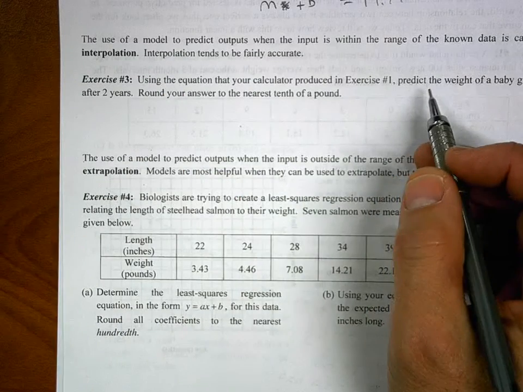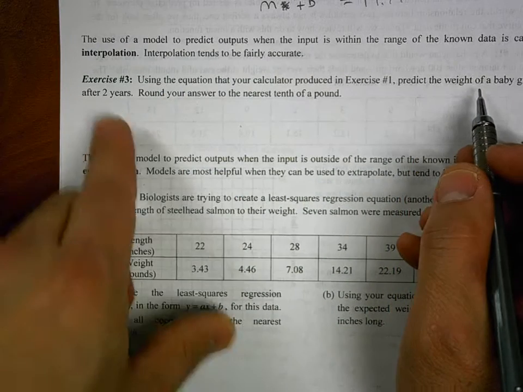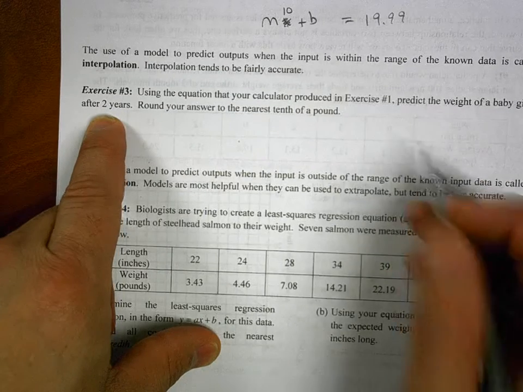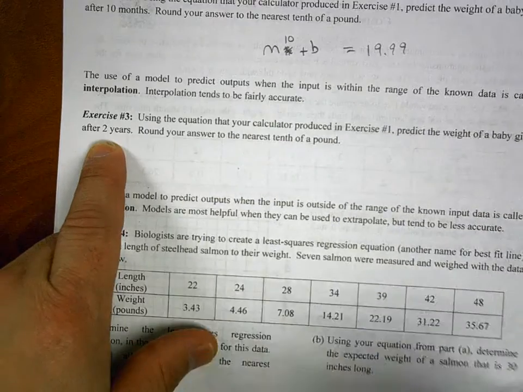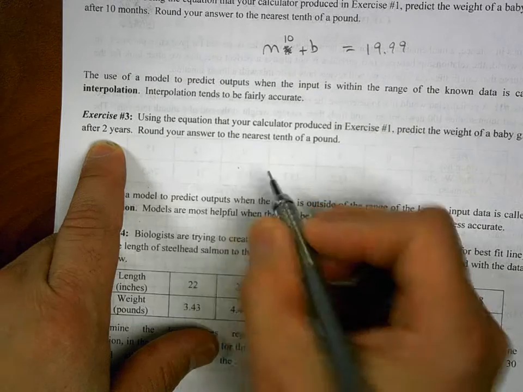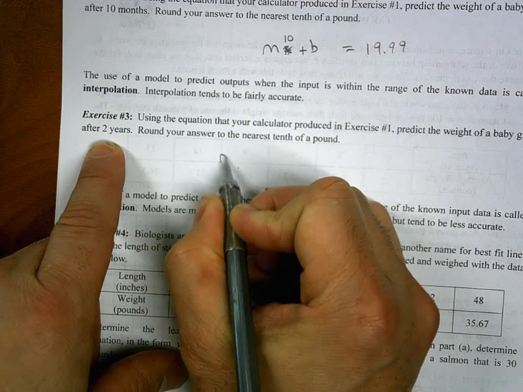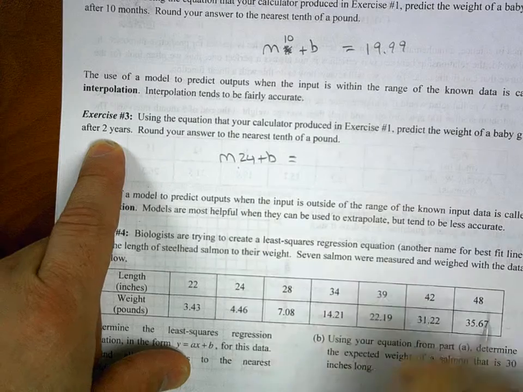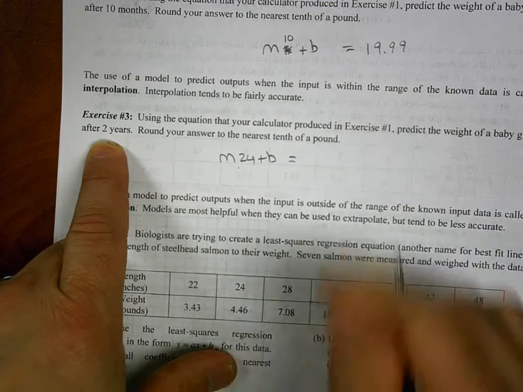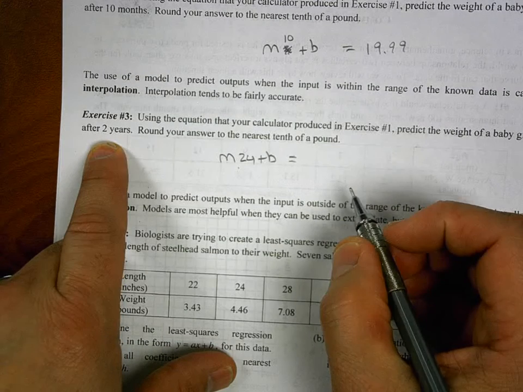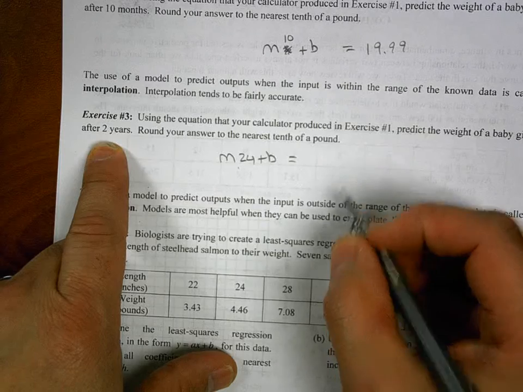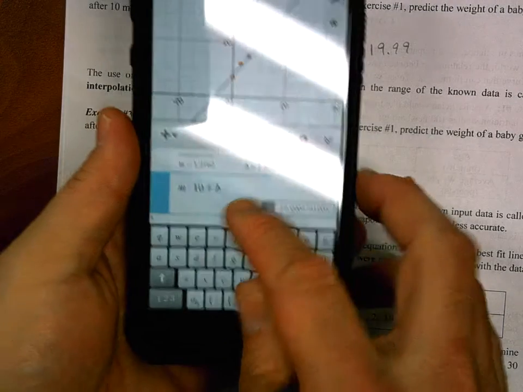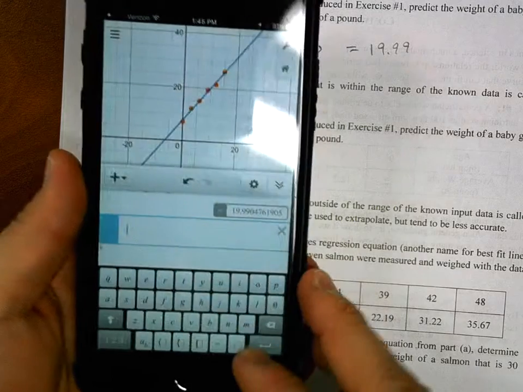Okay, so let's use the equation that your calculator produced. Let's predict the weight of a baby girl after 2 years. Okay, so how do we do that? How many months is that? 24. Okay, so m times 24 plus b. So go ahead and do that on your Desmos phone calculator. So you would go to another screen down there and do the same thing.